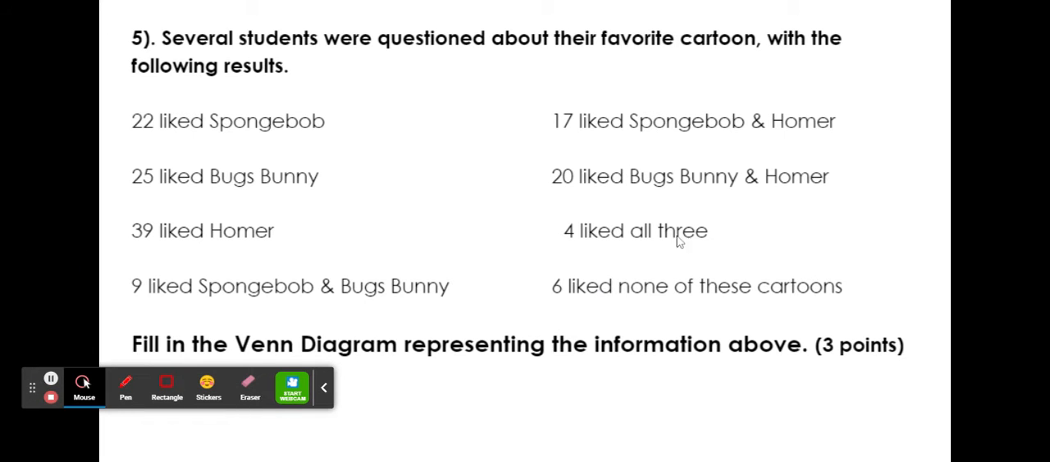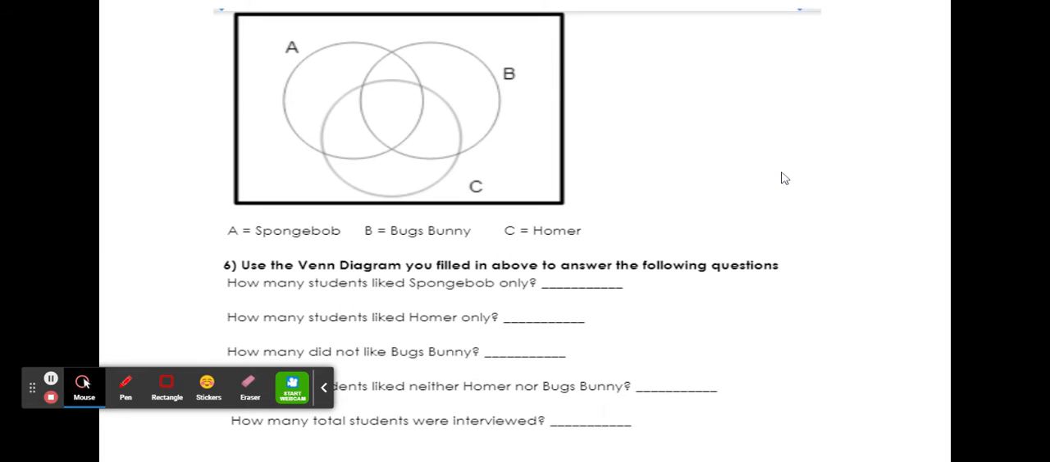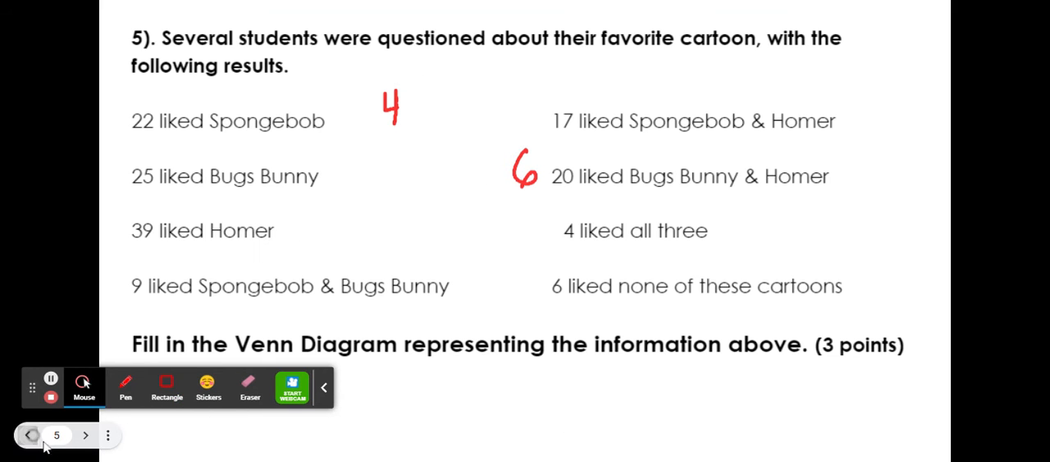All right, so I'm going to focus on the last 2 statements first. 6 liked none and 4 liked all 3. So I'm going to have a 6 on the outside, and I know the 4 goes in the middle. And then if I'm looking at my other statements, I'm going to go backwards kind of.